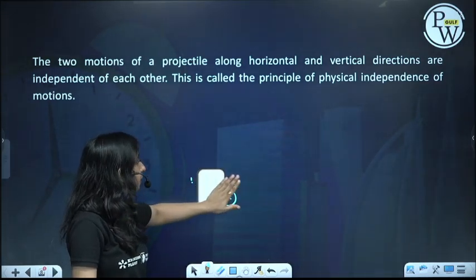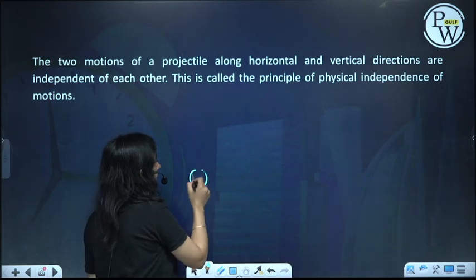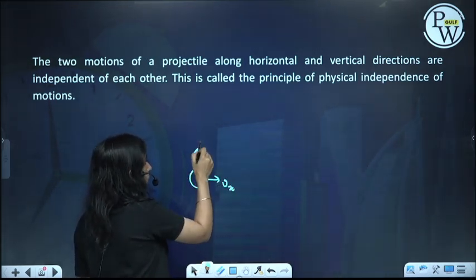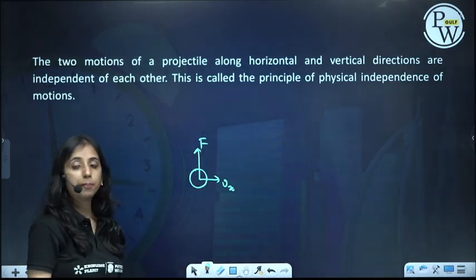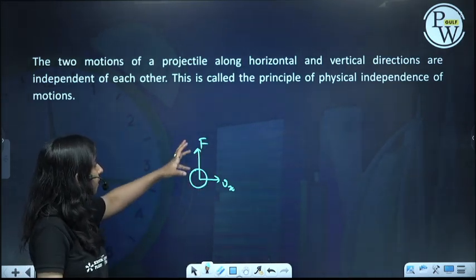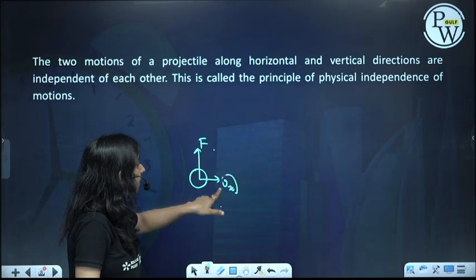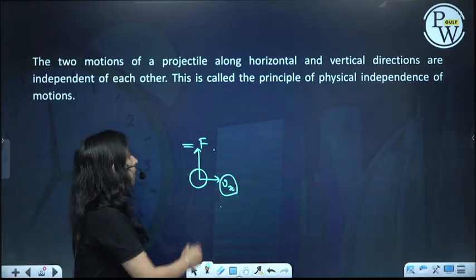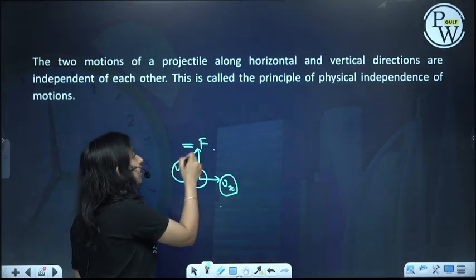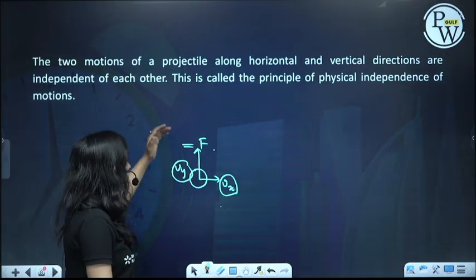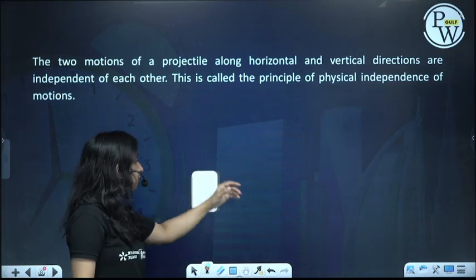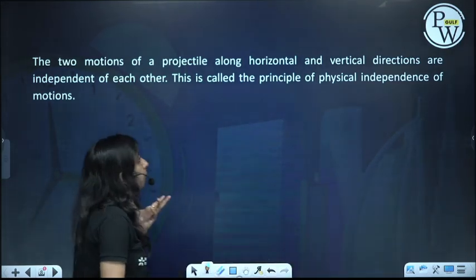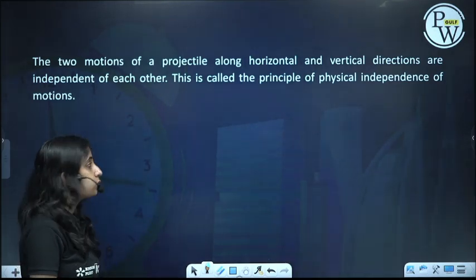If we have a particle like this and Vx is along this, now the particle is subjected to a force in y. Their velocity in x will not change due to the force in y. Only velocity in y will change due to this force. Vx will remain the same. So this is called the principle of physical independence of motion.